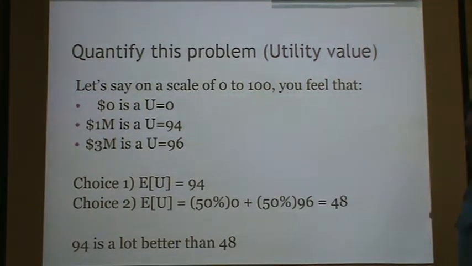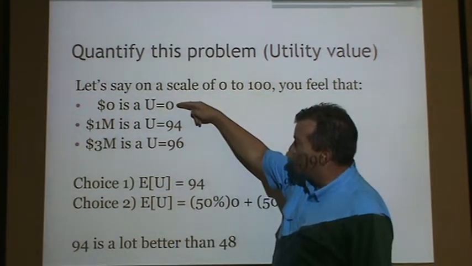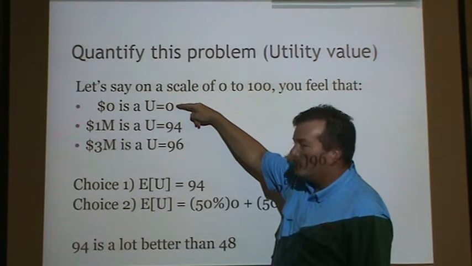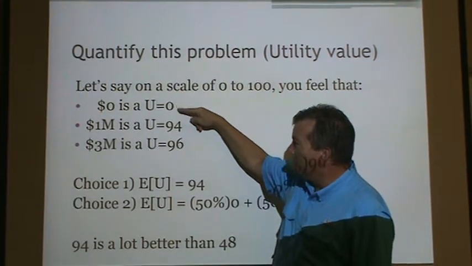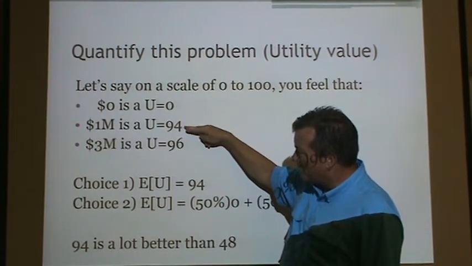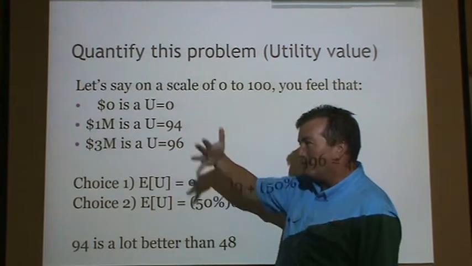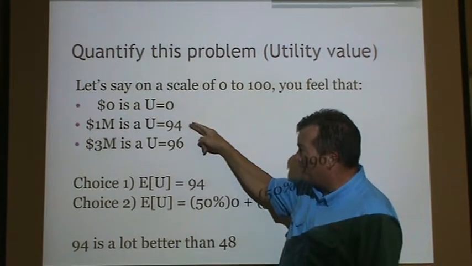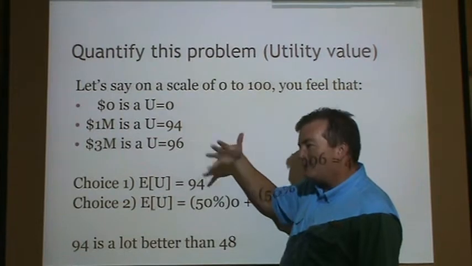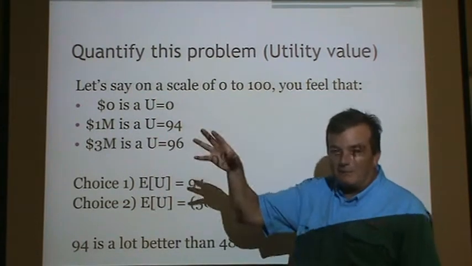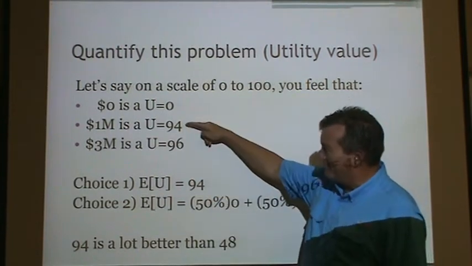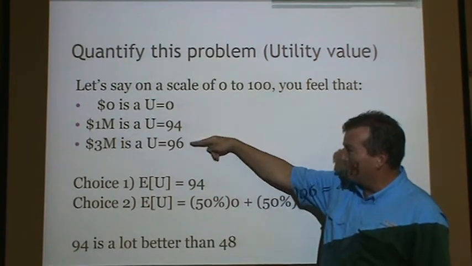So let's say in your mind, having $0 is worth 0 points. We call this utility. Utility is 0. Having $1 million on a scale from 0 to 100 would be like a 94. And then 3 million, which is better, is only 96. It's only a little bit better. This would be dramatically better than where we currently are, and this would be a little bit better than that.